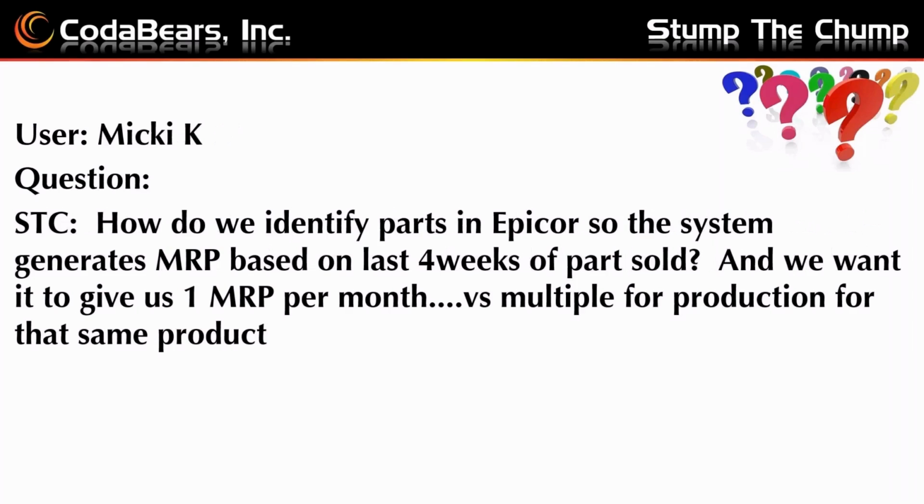How do we identify parts in Epicor so the system generates MRP based on the last 4 weeks of parts sold? And we want it to give us one MRP per month versus multiple productions for the same product.